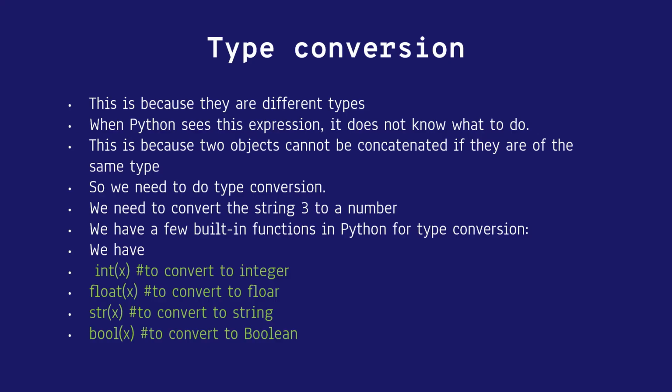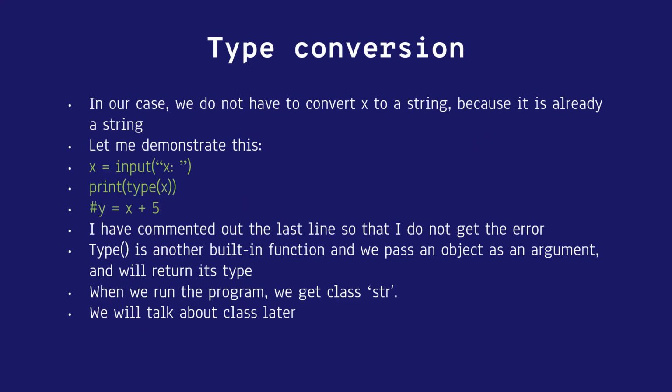We have a few built-in functions in Python for type conversion. We have int x, which is used to convert to integer. We have float x, which is used to convert to float. We have str x, which is used to convert to a string, and bool x, which is used to convert to boolean. So in our case, we do not have to convert x to string because it is already a string. So let me demonstrate this.